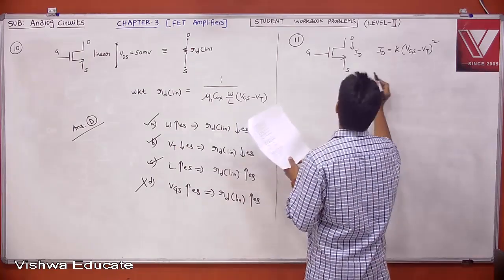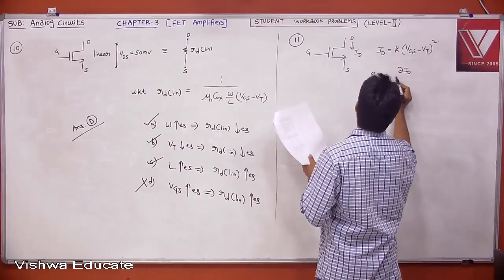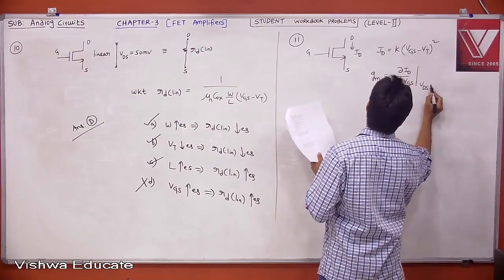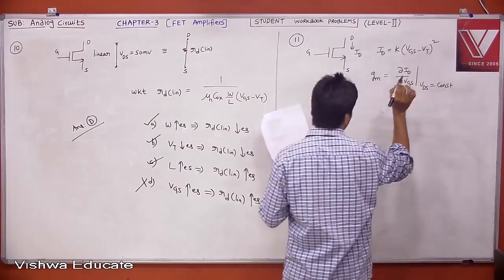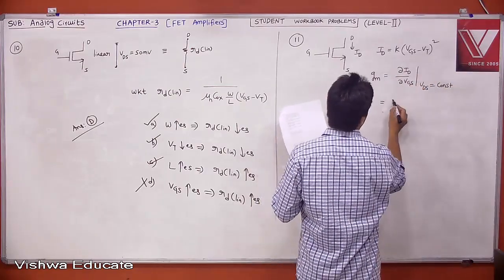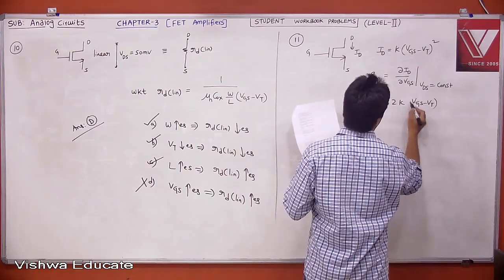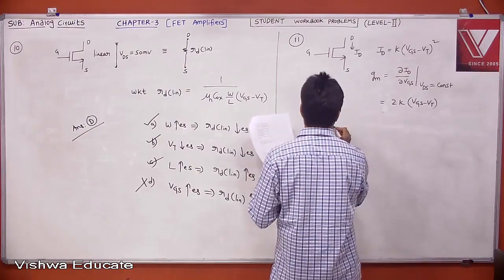Magnitude of transconductance. What is transconductance? Differentiation of ID with respect to VGS when VDS is constant. Anyway, this is independent of VDS, therefore no channel length modulation. When you differentiate this, 2 into K into VGS minus VT, right? Therefore, what is the answer? 2 into K into VGS minus VT. That is nothing but answer is B.